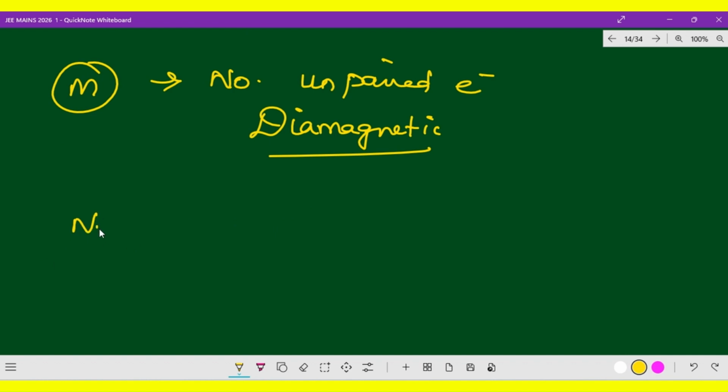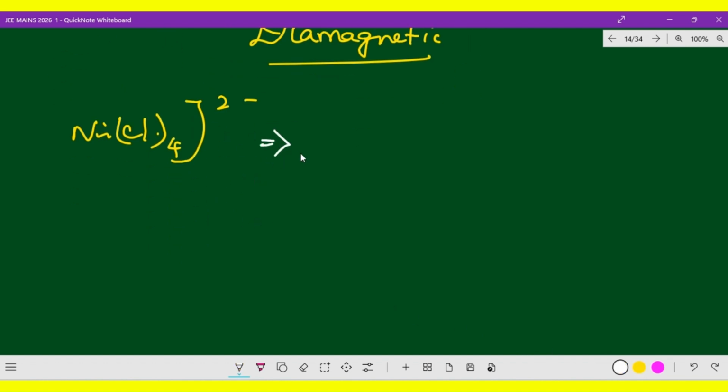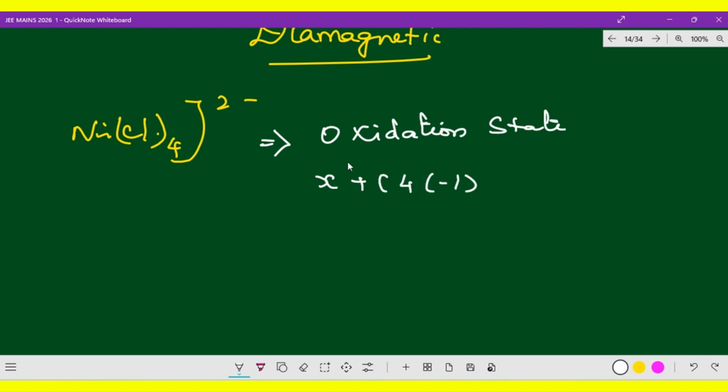Okay, now the next one: [NiCl4]2-. This is what they mentioned. The same idea we apply for the oxidation state: x plus 4 times -1, since this is chloride, equals -2. So here also the oxidation state is +2.